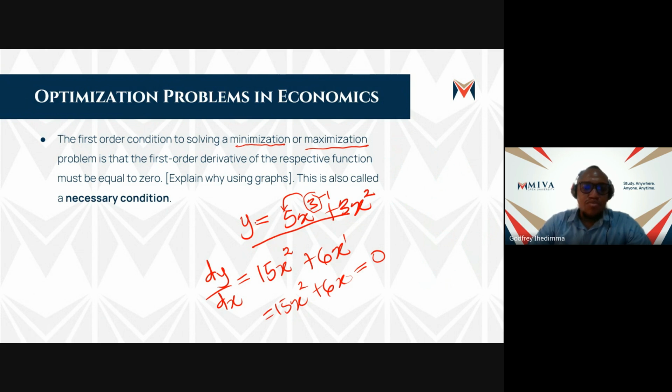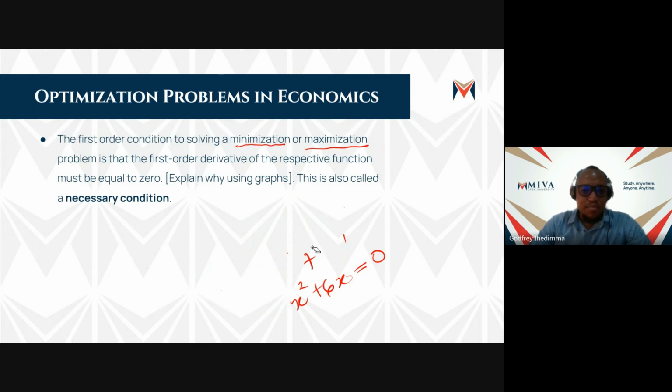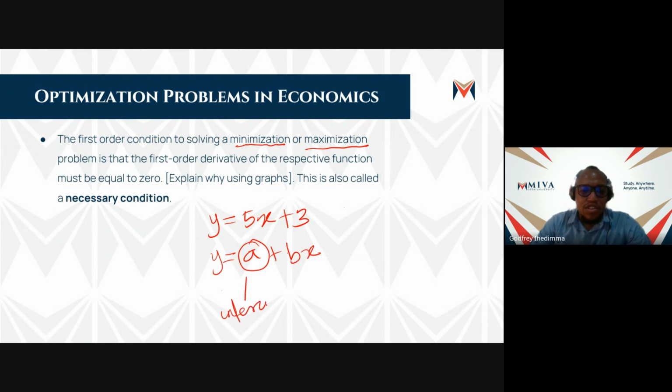Each time you solve for dy/dx, what you are doing is finding the slope of an equation. Let us take something that is not so complex. I want to give a very simple linear equation so that we can understand better. Look at this, y equals 5x plus 3. We all know that if you express this as y equals a plus bx, a is the intercept of this equation and b is the slope. So 3 here is the intercept and 5 is the slope.